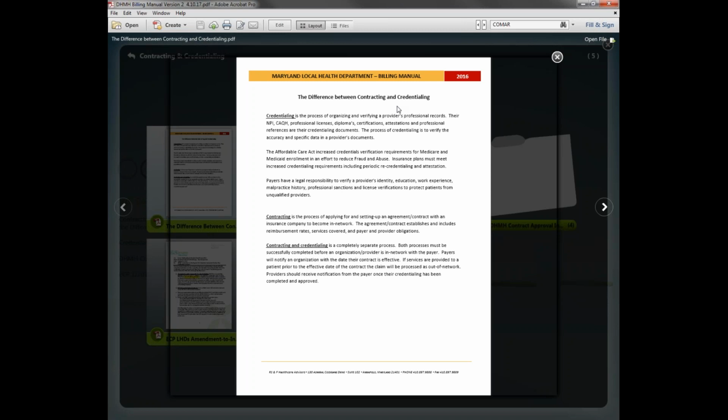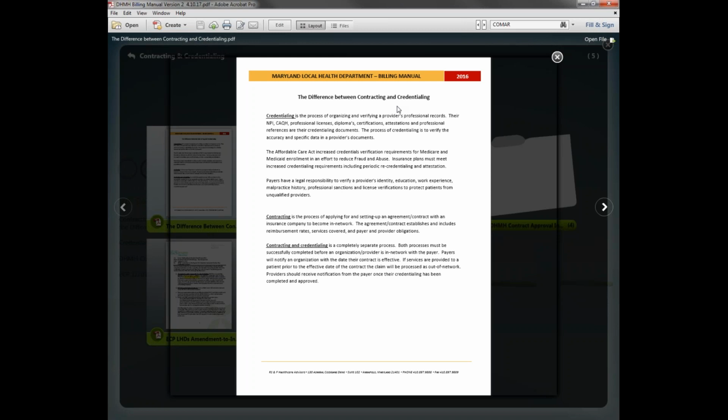So again, this is really the second part of the whole process. Credentialing the provider itself does not make the provider in network. The contract has to be there. There has to be a contract between the organization and the payer in order for the provider to be credentialed under that contract. With that being said, the contracting piece is the process of applying for and setting up an agreement or contract with an insurance company to become in-network.